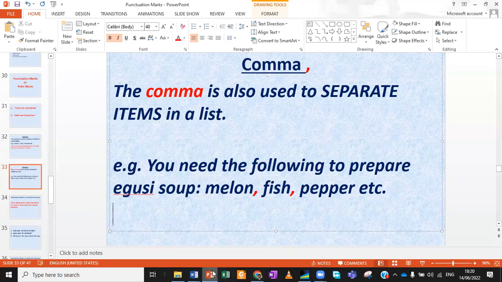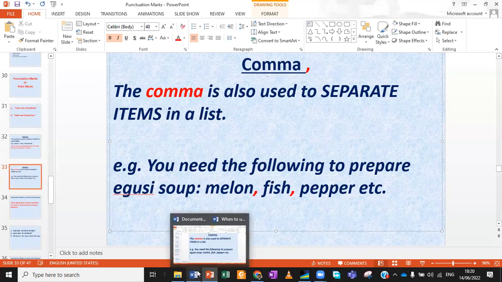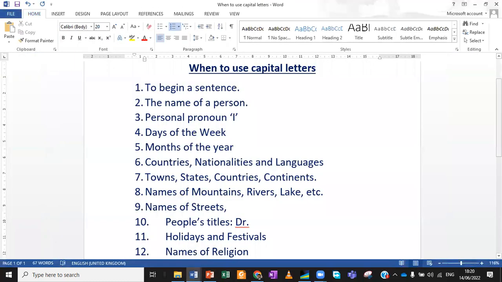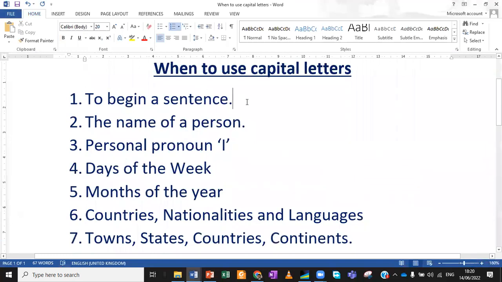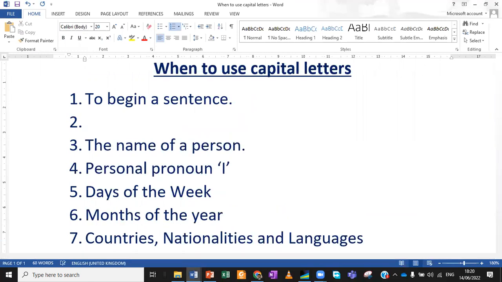Now, let's look at what we have today: when to use capital letters. To begin a sentence, if you want to start a sentence, you start with a capital letter, right?